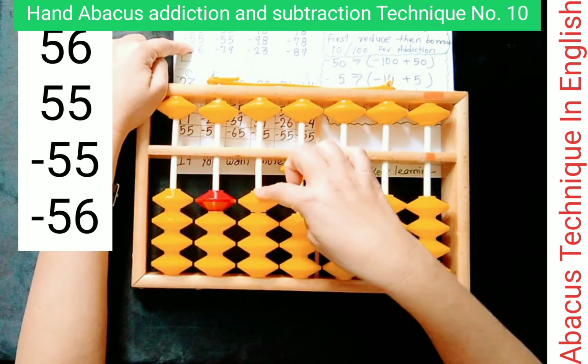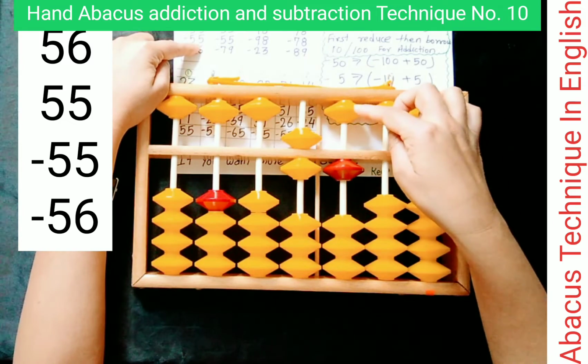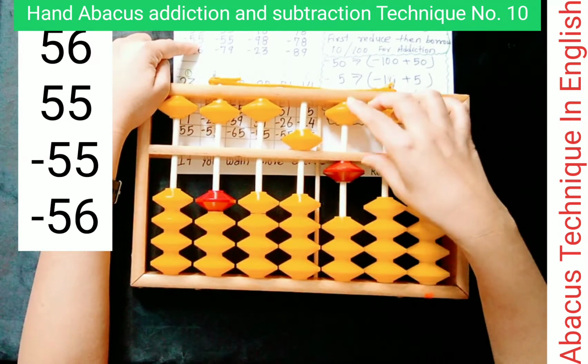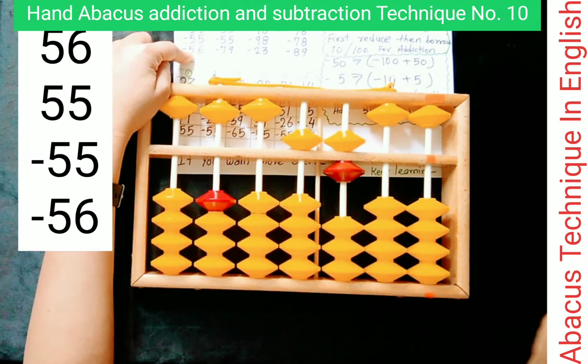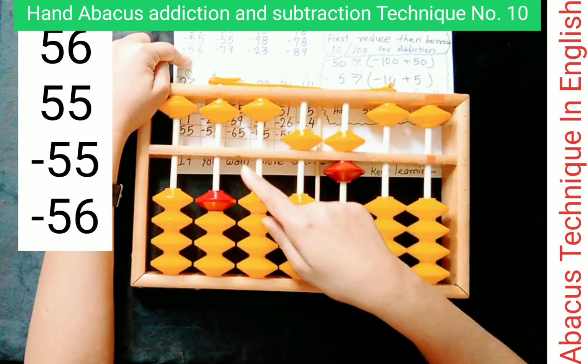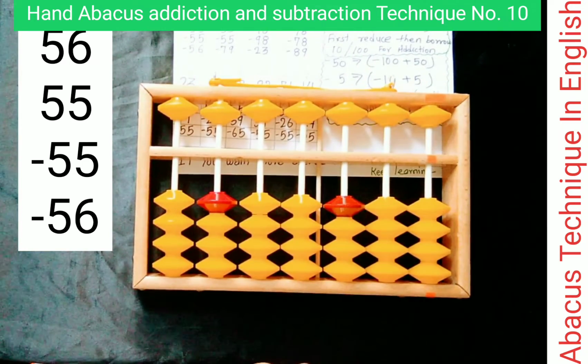So first you have to reduce 100 and add 50 to reduce 50. And for 5, reduce 10 and add this 5 to reduce 5. And last one is reduce 56. This one is 50 and this one is 6.